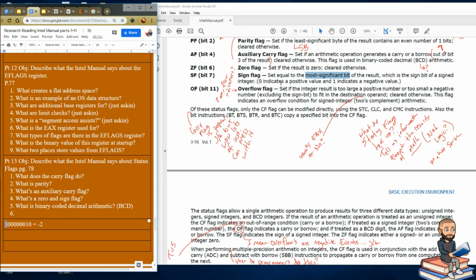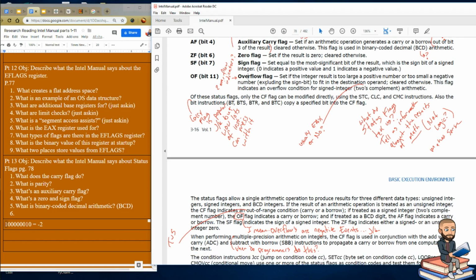So really straightforward. Now there's sort of, I wrote here, 2 overflow flags, but this overflow flag is set if the integer result is too large a positive number or too small a negative number, and that's when you're excluding the sign bit, to fit in the destination operand. So if you do something to a number and you want to fit it into a destination address that is too small for it, you're going to get this flag. Now this flag indicates an overflow condition for signed integers using 2's complement arithmetic.